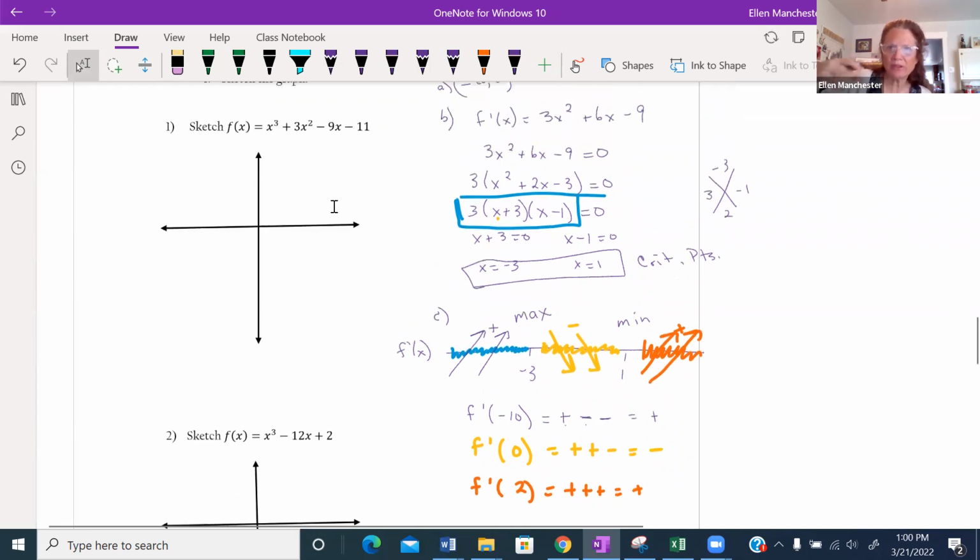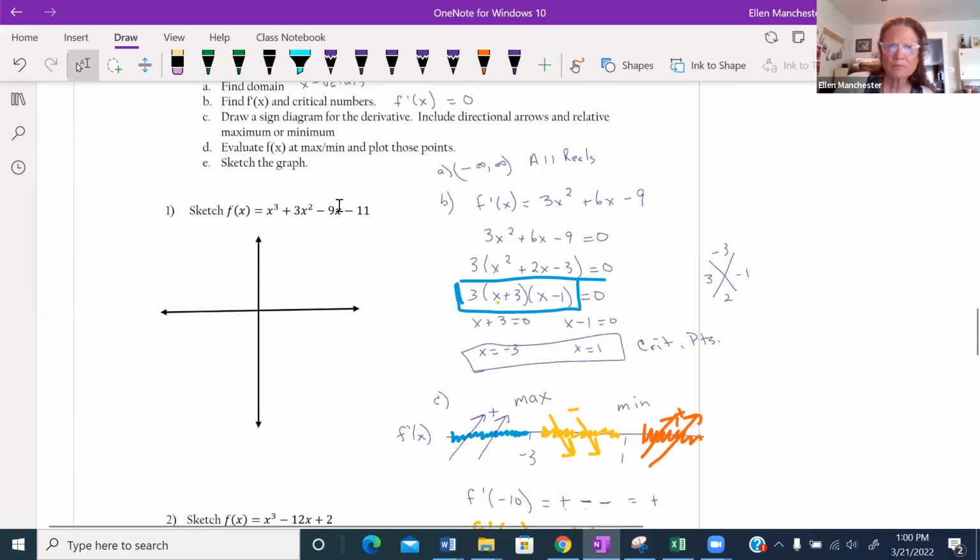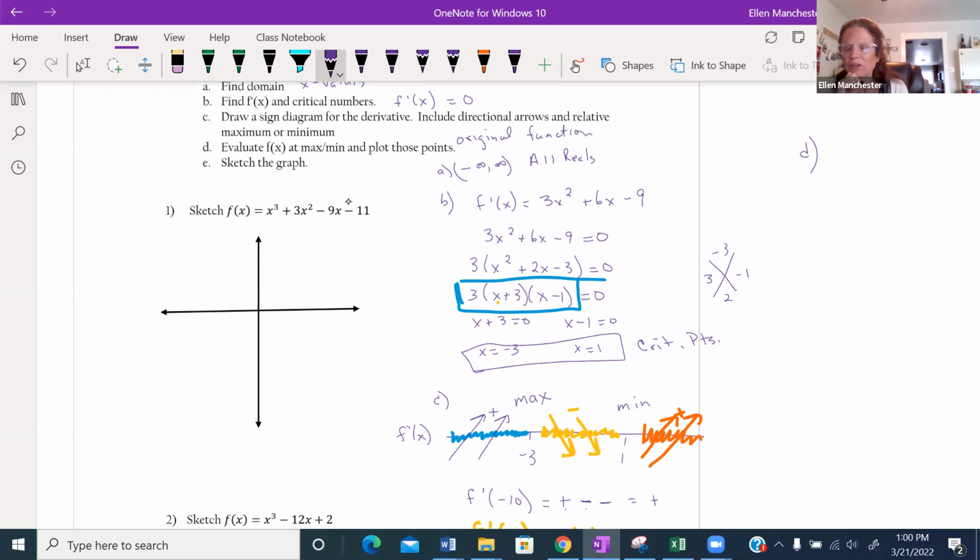There is a process that you need to go through. Okay, so we have our sign diagram. That's what this is. It went up and then down and then up. So I know I have a maximum and a minimum, and that's where you're going to evaluate. So D is you're evaluating at the original function, no longer the derivative, because you want to know where exactly on my graph is my maximum and where exactly on my graph is my minimum. So if my maximum happened at -3, I want to know where on my graph that is.